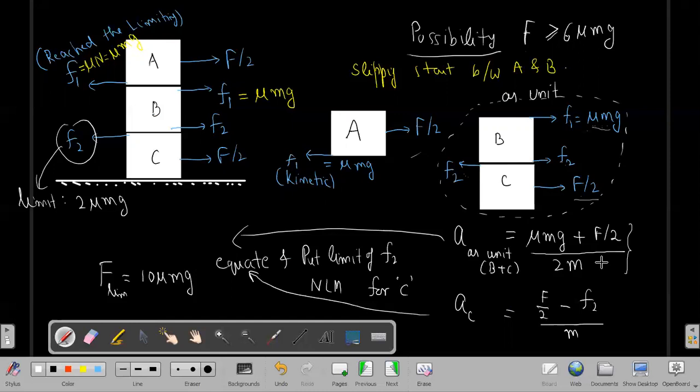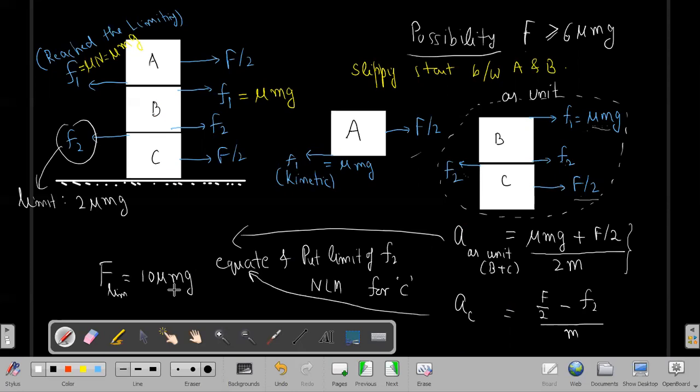And we are free to find the acceleration of the system by considering the entire system or by considering separate blocks. So first I find the acceleration of B and C considering them as a single unit, and then I find the acceleration of block C in a separate way. But these two accelerations have to be equal. And in that expression, when you substitute the limit of F2 force, which is 2 mu mg, then you get the limit of capital F, which is 10 mu mg.